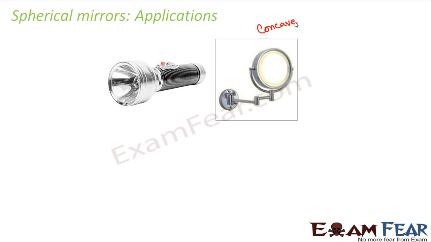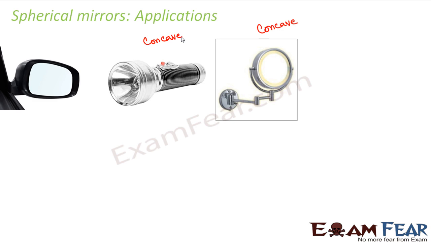Next is torches. You will see in torch headlights, what kind of mirrors do you have? What is the purpose of the torch headlights? To focus light on a small area. So that means whenever you want to focus light on something, you want that all the light rays which fall on the mirror should converge at a point. They should all focus at a point. So for that you will use a converging mirror, right? So which is a converging mirror? The concave mirror. So a concave mirror is used in torch headlights.